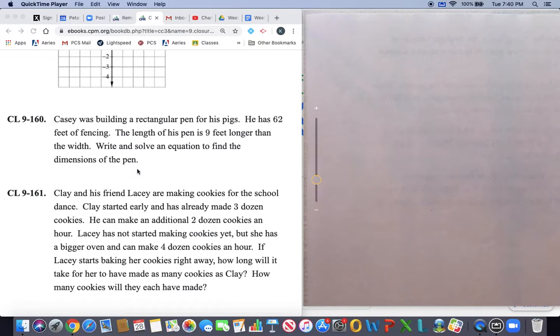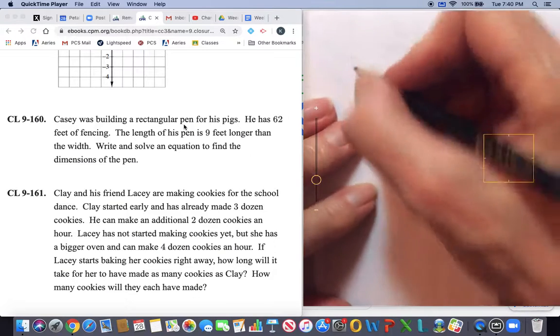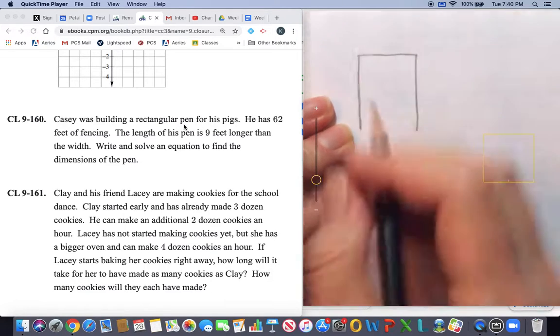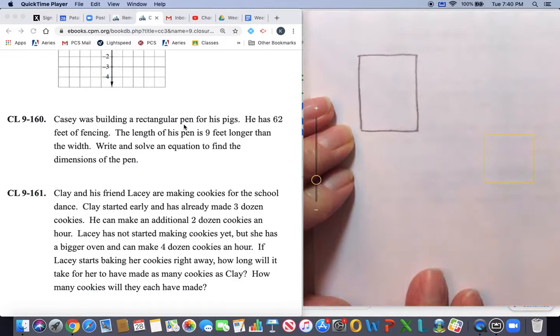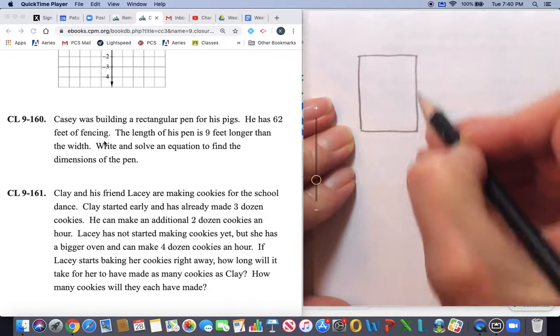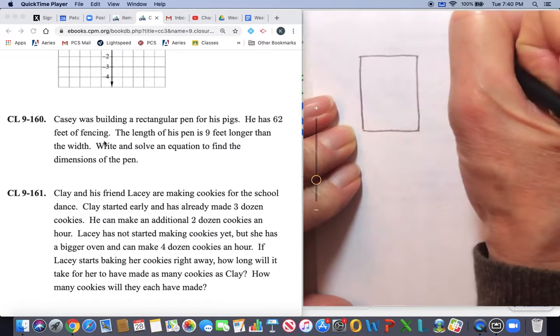Okay, we've read through this entire problem once, and we know that Casey is building a pen for his pigs. We know that we need to find the dimensions of the pen, the length times the width. And then there's some important facts for us. First of all, it's a rectangular pen. So I'm going to go ahead and draw a picture right now of a rectangle, because it's always good to draw a picture in these cases. We know that he has 62 feet of fencing total. So that's our perimeter. All the way around, we can only use 62 feet of fencing.